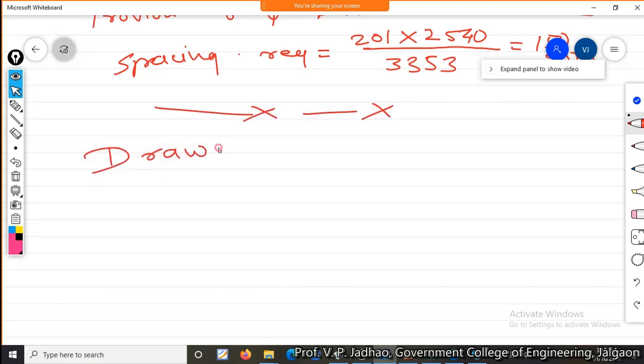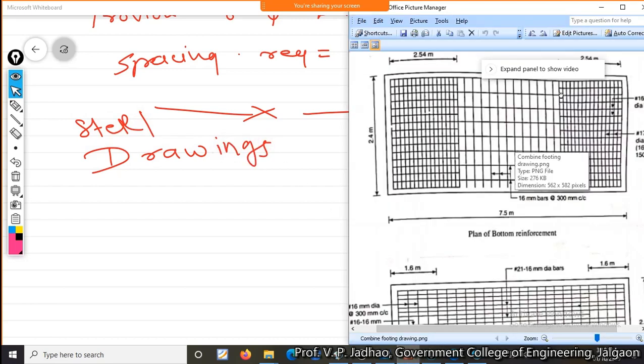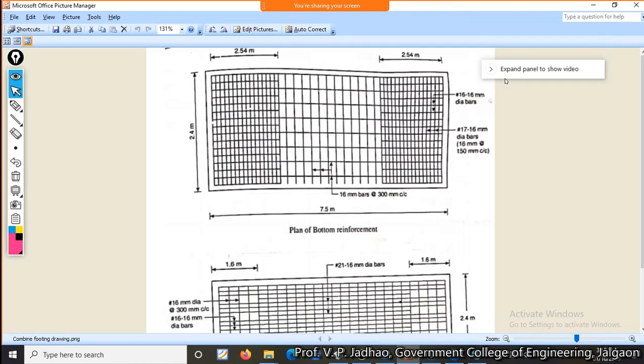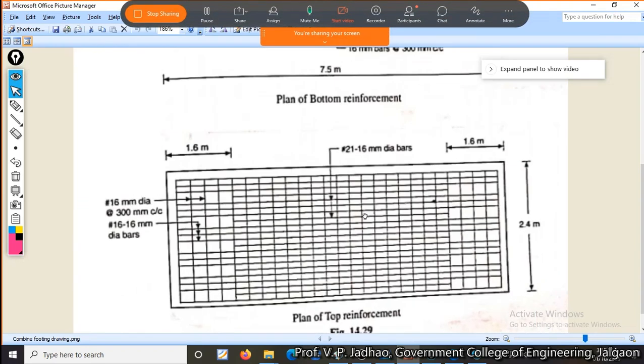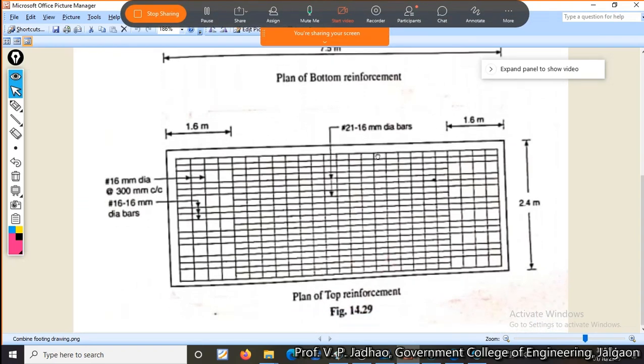We have to draw the structural drawings, or steel drawing. Okay, we'll draw this steel drawing. I won't draw it, I'll just explain how this steel is provided. First, we'll understand how it is provided for the top reinforcement, or how the top mesh is provided.